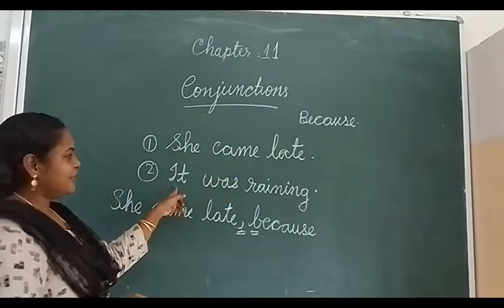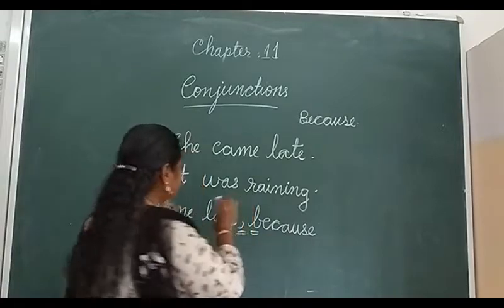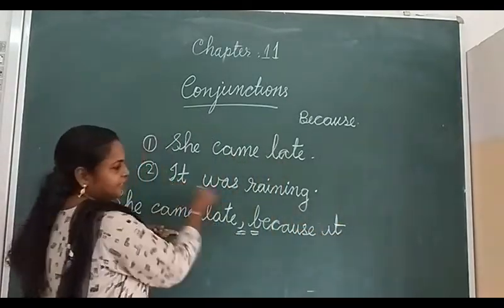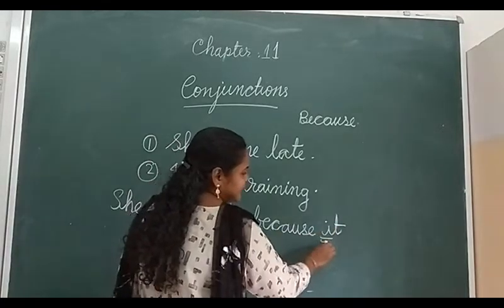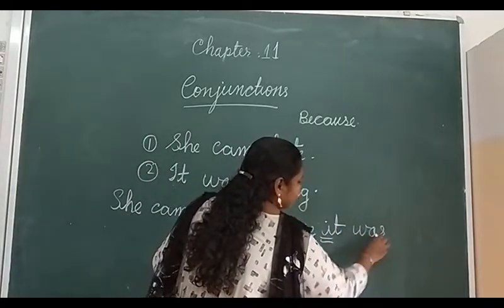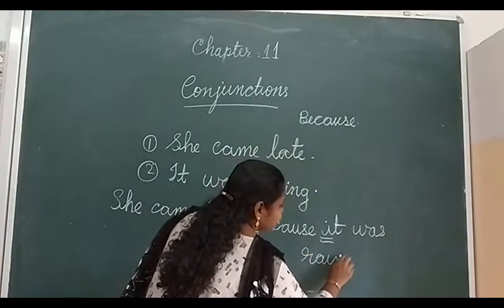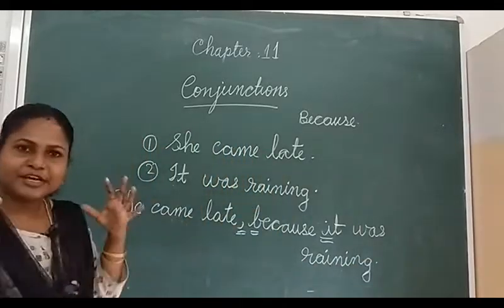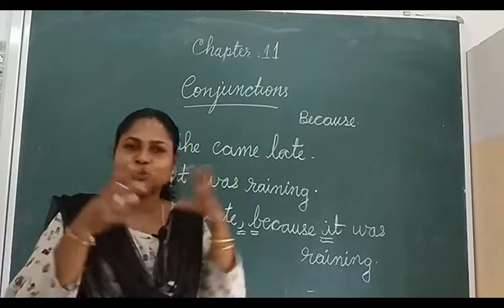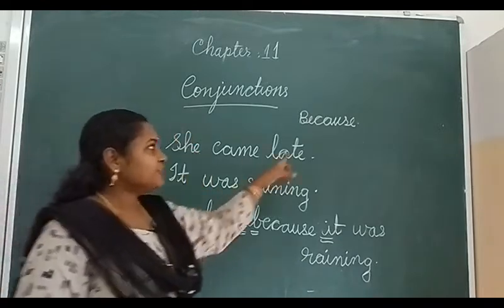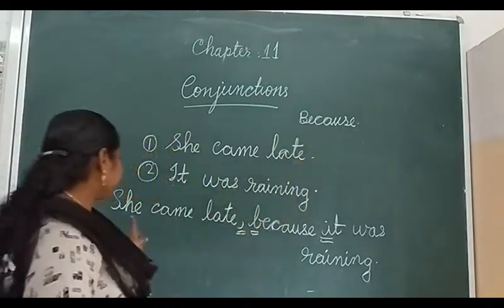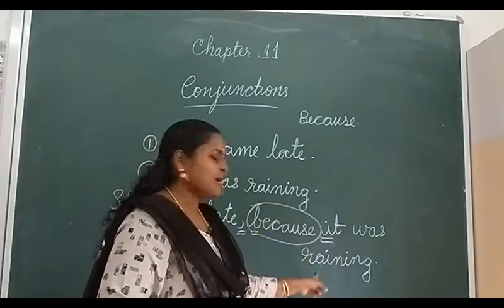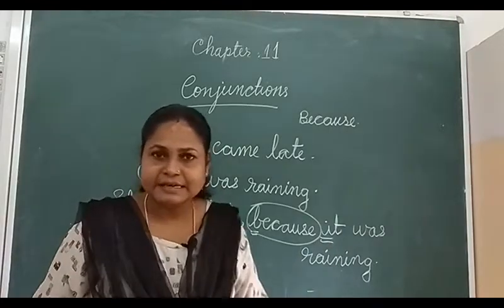Second sentence, it was raining. You need to remember one more thing: here it is capital, but here we are using a small letter. It was raining. So we joined two sentences together using the conjunction because. She came late because it was raining. Is it clear?